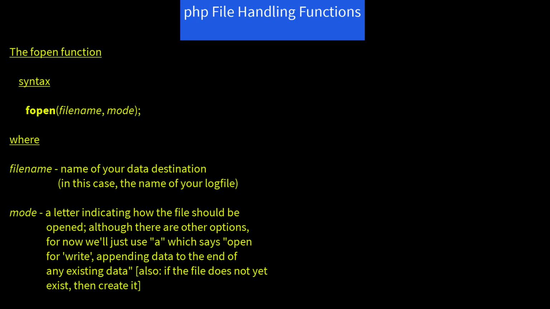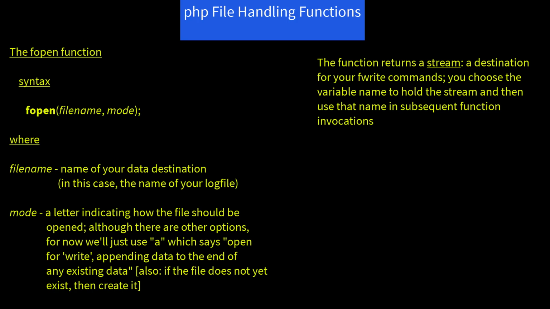Note there are two other possible parameters, but they're not relevant to our work here. Now the function returns a stream, a destination for your fwrite commands. You choose the variable name to hold a stream and use that name in subsequent function invocations. So, for example, $log_stream = fopen($log_file, "a").